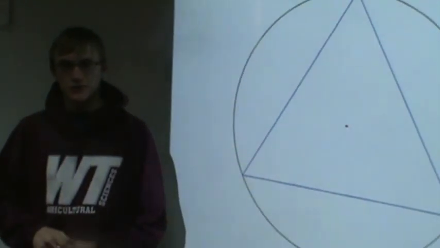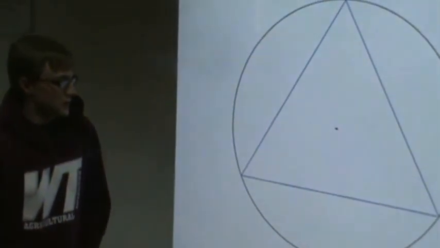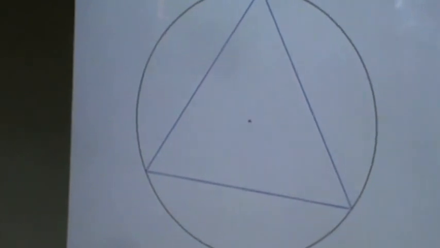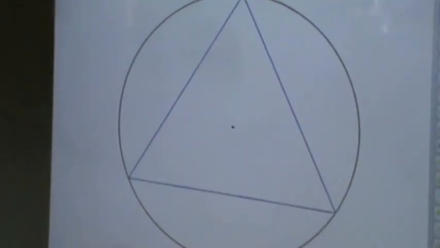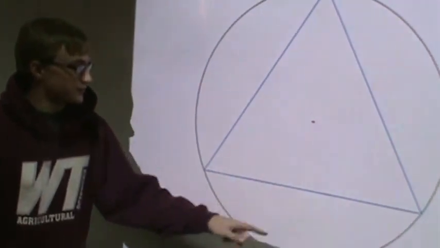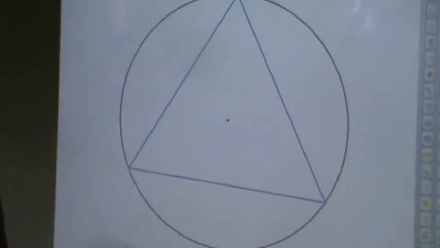Okay, today I'll be showing how to approximate pi using a unit circle. We'll first start out with a triangle, then go to a hexagon, then a dodecagon, and so on. First draw a unit circle, and then draw an equilateral triangle inside the unit circle.